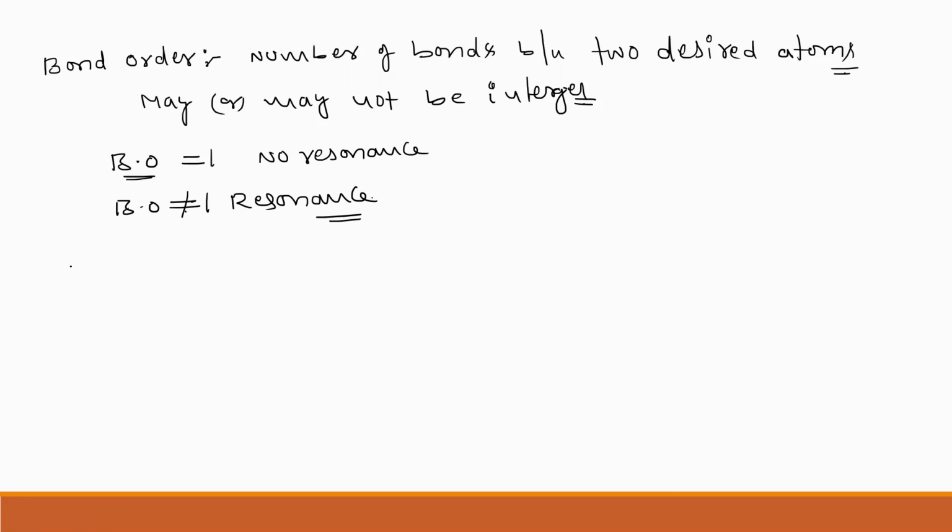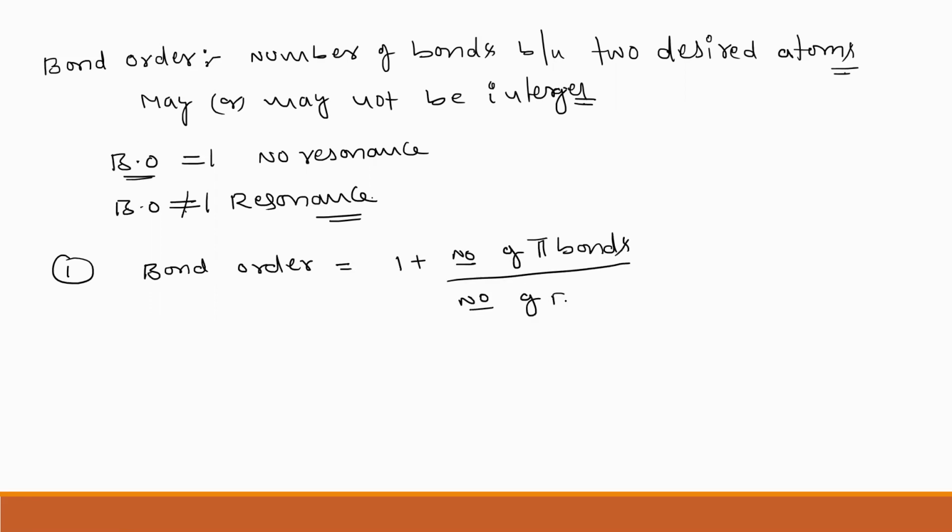And how can we calculate the bond order? Here I will give you the first method. The bond order is equal to 1 plus the number of pi bonds divided by the number of sigma bonds. So this is one method. Now let's do some examples on this.